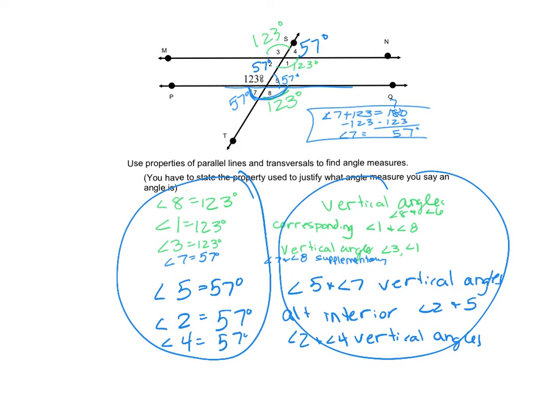Somebody might have said, hey, this is a straight line so I can get that one, and ooh, this is a straight line so I can get that one, and so on. It's fine as long as you do the math correct and you know what all of your angle relationships are.